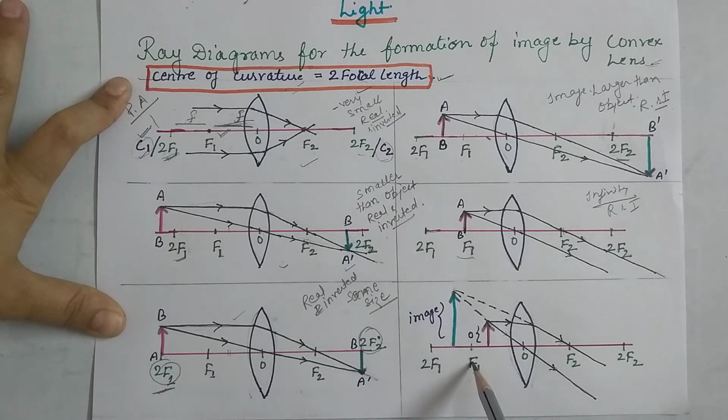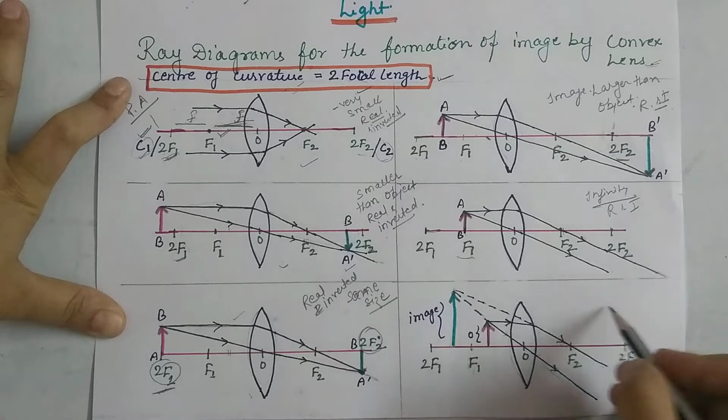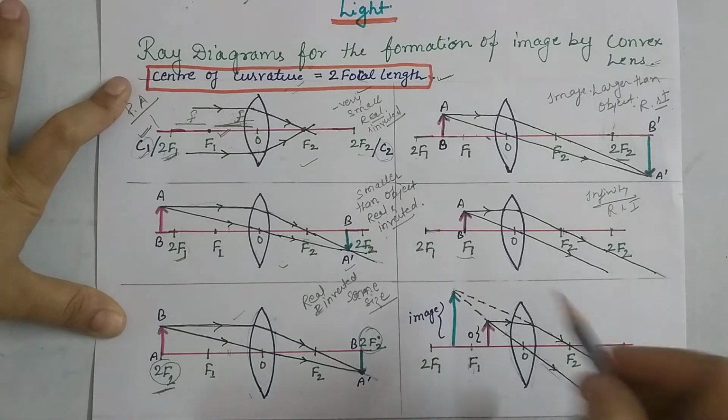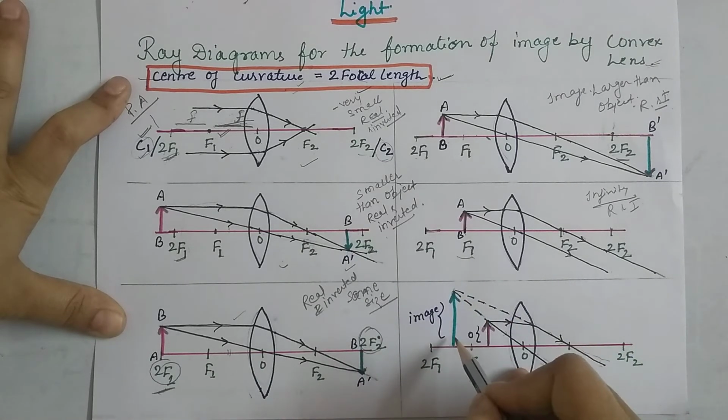Now next one, when the object is placed between the optical center and f1, focus 1, we already discussed that when the light rays get diverged, you are able to see that these light rays are not meeting anywhere. These light rays are not even parallel, they are diverging. So whenever the light rays diverge, there is always the formation of a virtual image.